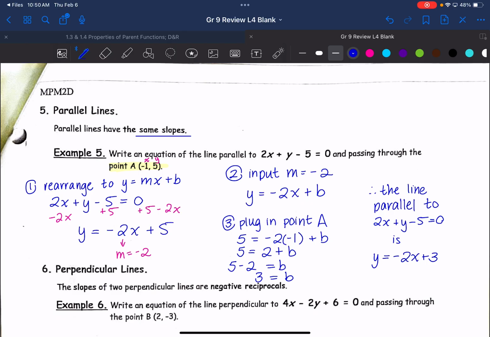So the goal is to find out what the slope is, because you have to make it the same slope. And then once you know the slope, use the point that you're given in the equation as x and y so that you can find your intercept. And then that's your line.